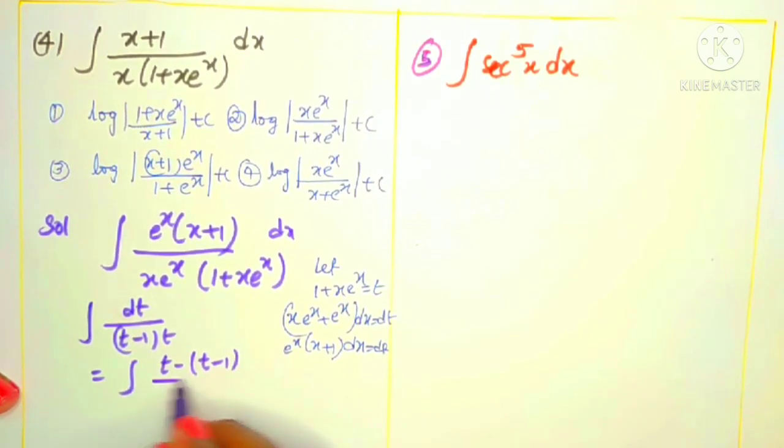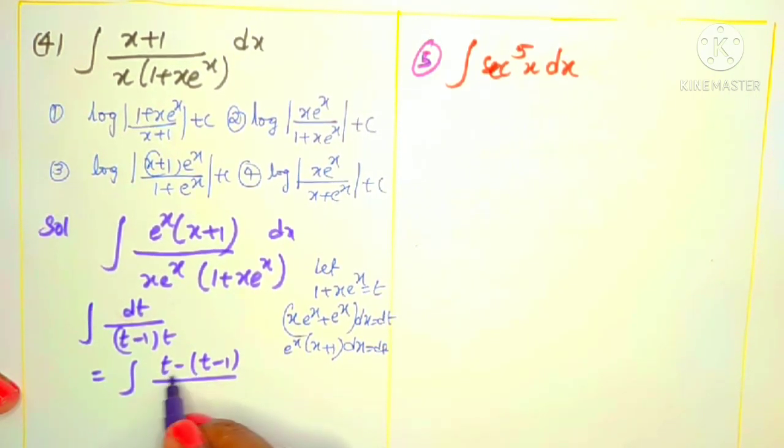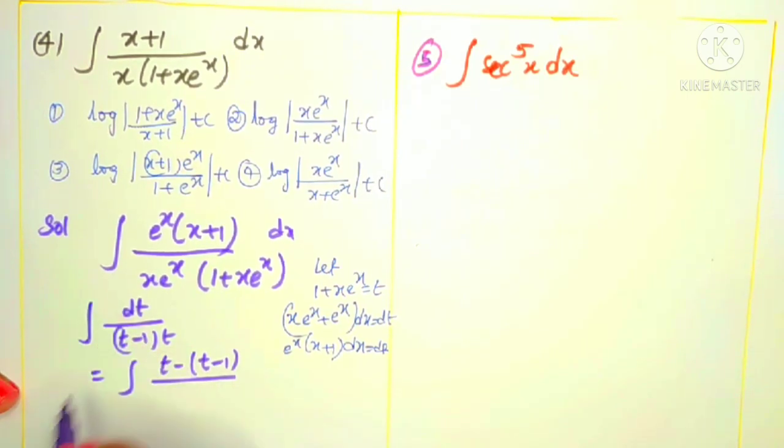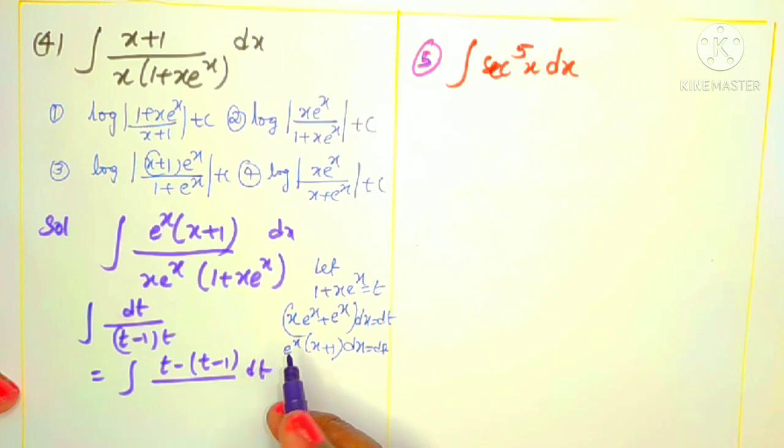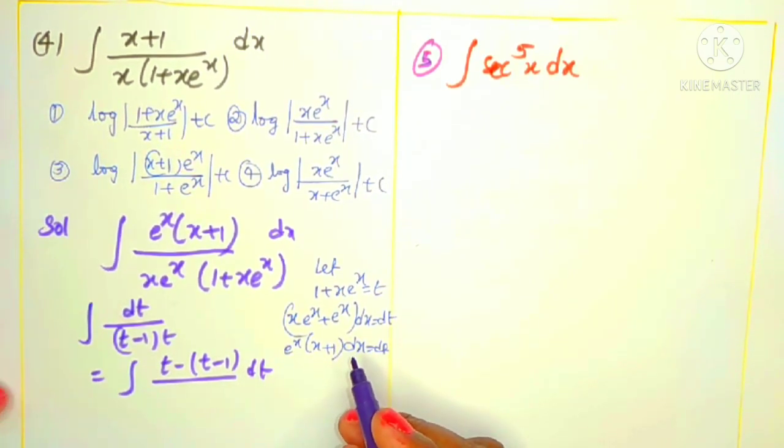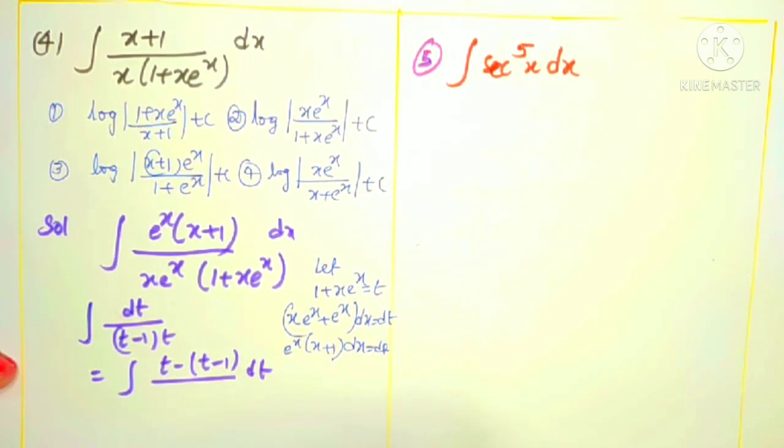If you write it, what happened? t minus (t minus 1) means t minus t plus 1, that is 1, into dt as it is. Actually here we have to apply partial fractions, but without using partial fractions, I am using a super trick. What am I using? The super trick: numerator splitting as t minus (t minus 1), denominator as it is, (t minus 1) t, right?